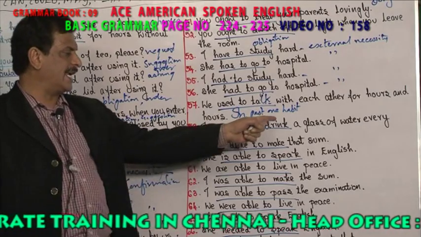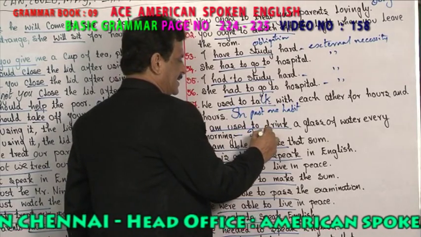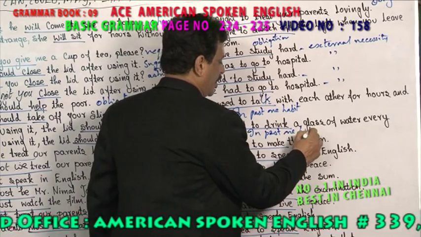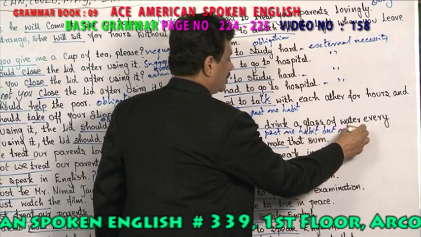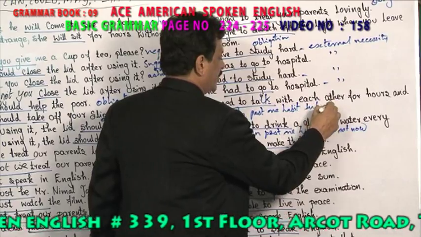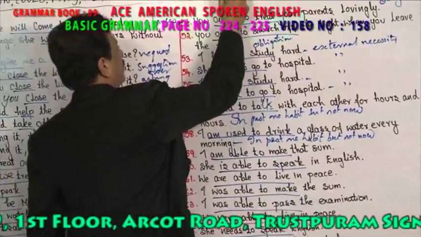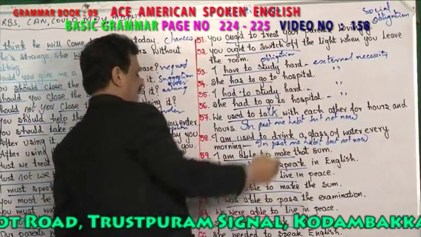I used to drink a glass of water every morning. So, this is also in past. In past, one habit, but not now. In the past, you had a habit, but not now. Have to or has to. For singulars, you are using has.